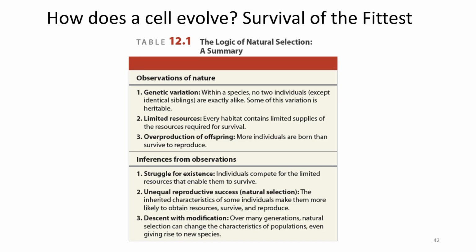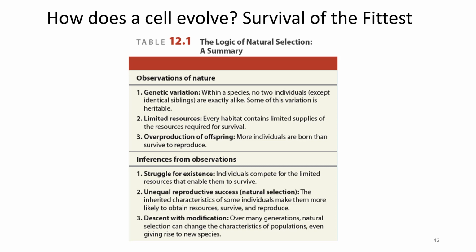There's genetic variation. Naturally, through mutations, through random chance, through random assortment, we have variation in every population on Earth. There are limited resources, so every habitat contains a limit to how many resources or supplies are present that are required for survival.